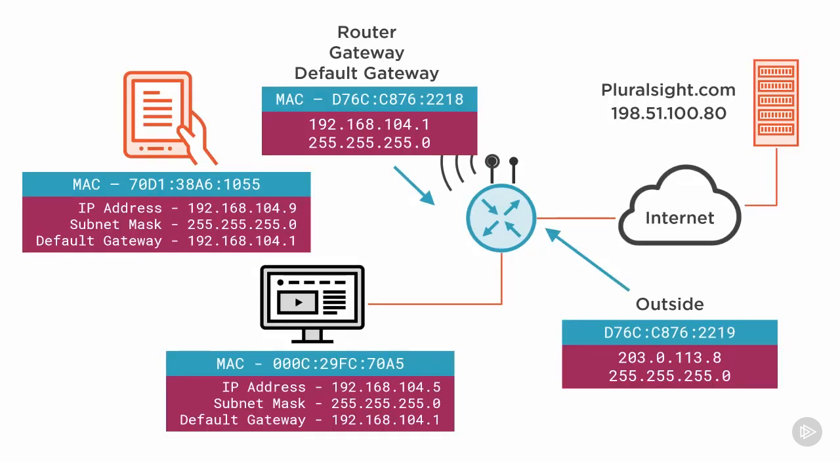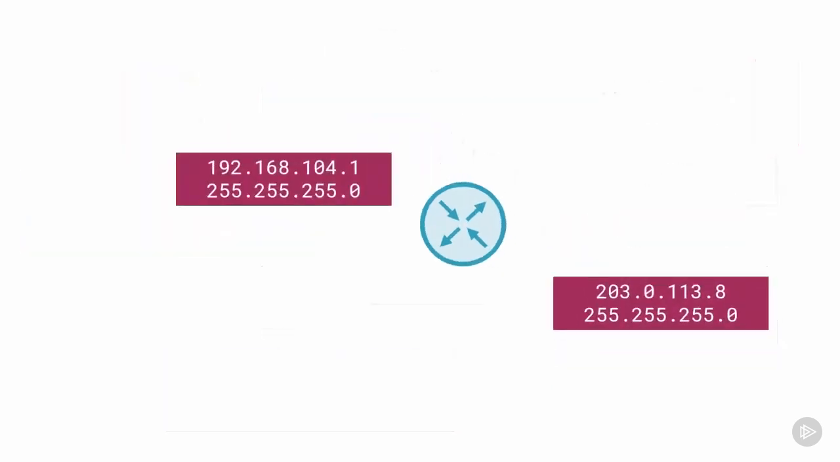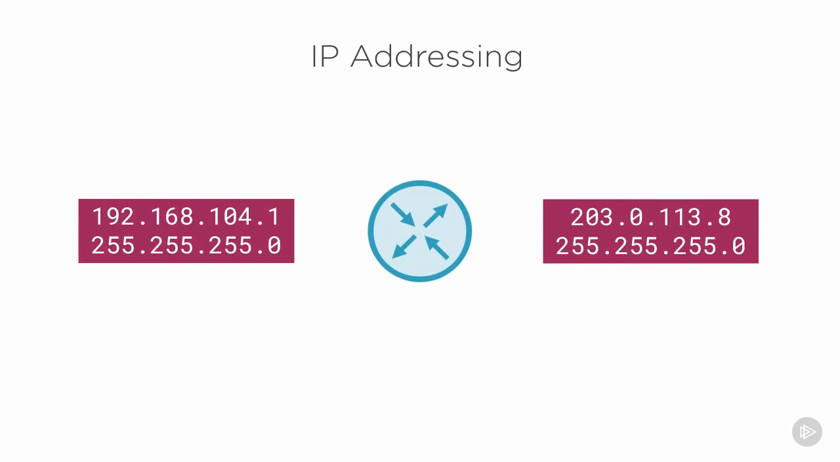Now let's take a look at what that router is doing and why it's doing it. If I just grab the IP addresses that are affiliated with the router, what we're going to find out is that on the left-hand side of the router, the 192.168.104.1 address is on a unique IP network from the outside of our router, which has an IP address of 203.0.113.8. These are going to be on two unique IP networks.